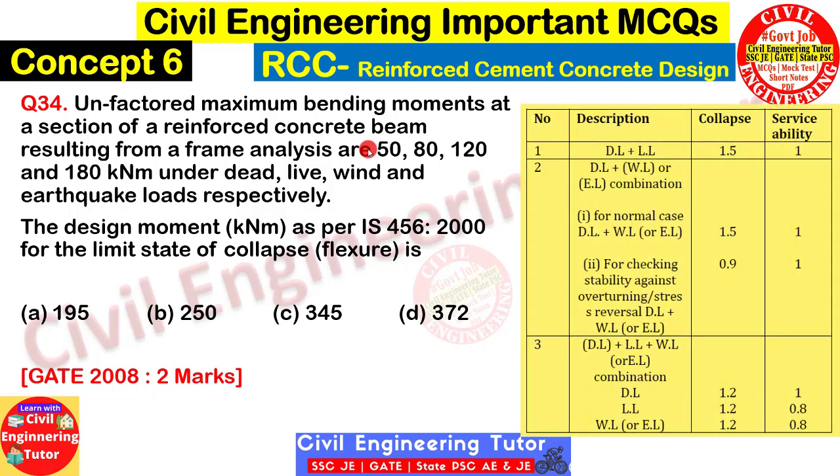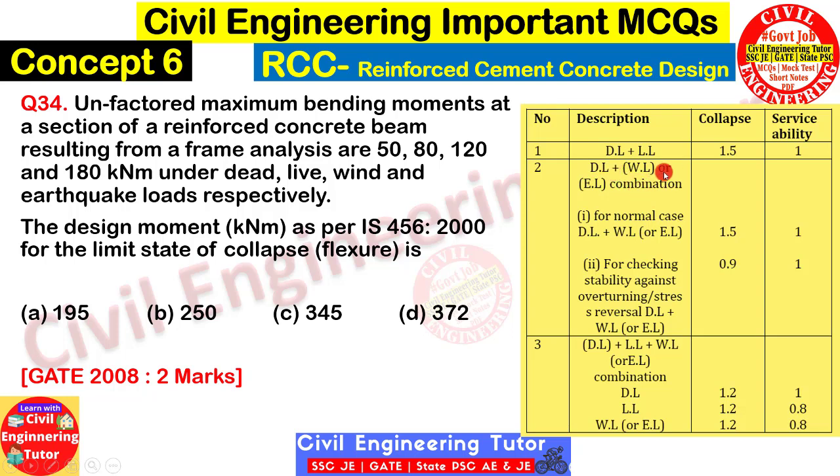Here is the reference. For the collapse condition, we have these multiplication factors, and for serviceability, we can see the multiplication factors here. At first, there are 3 possible scenarios given here. One critical condition is when dead load and live load are acting together. For that case, in collapse, we multiply the summation of dead load and live load by 1.5. And for the serviceability criterion, the multiplication factor will be 1.